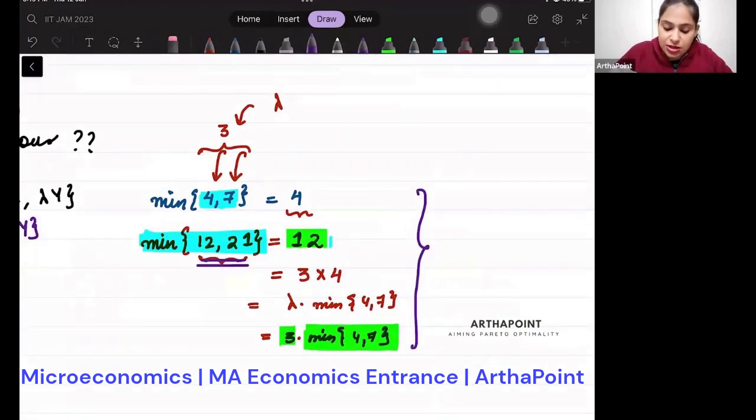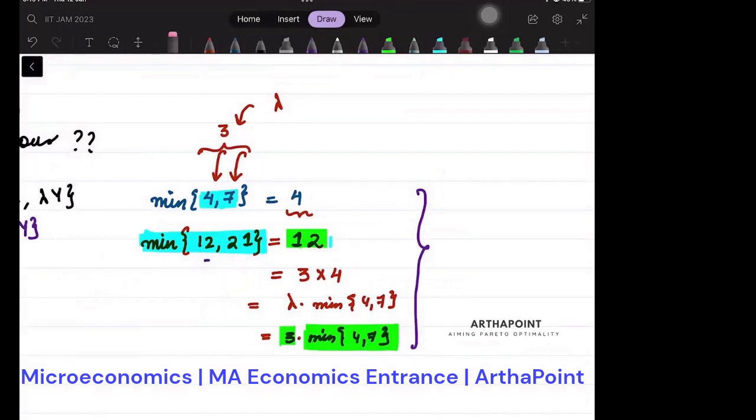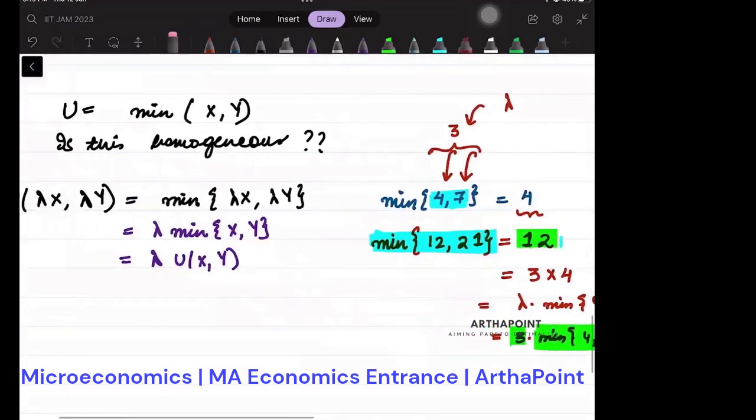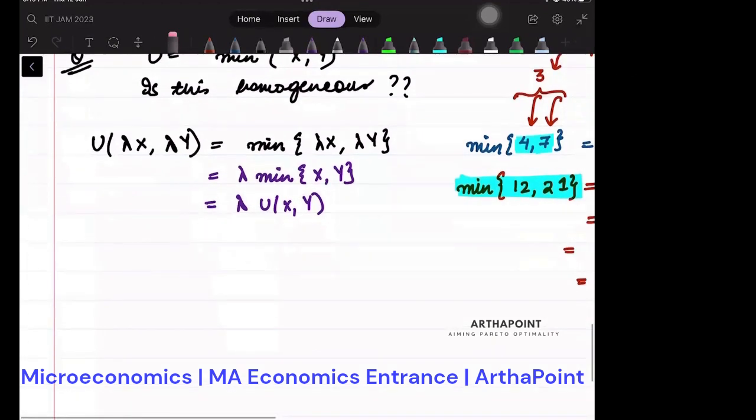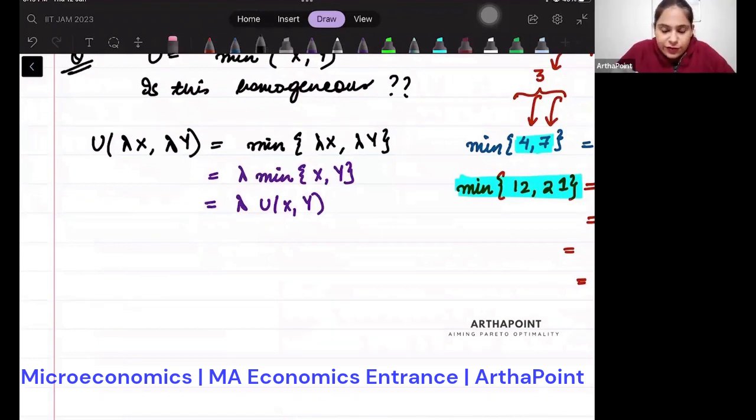Yes, Sachin, tell me. Ma'am, can lambda be negative? Lambda is usually not negative because we're talking about utility functions and production functions. So we scale it upwards. We don't scale it negative. So for economics oriented purposes, lambda cannot be negative. For mathematical purposes, we can take some negative lambda also, but not from an economics perspective. Okay, ma'am. Okay. So this is the second kind of utility function.